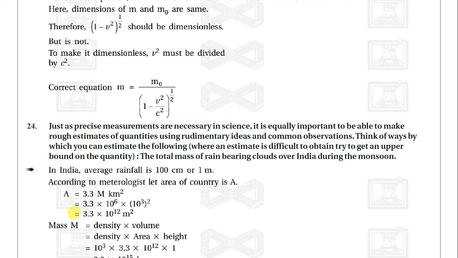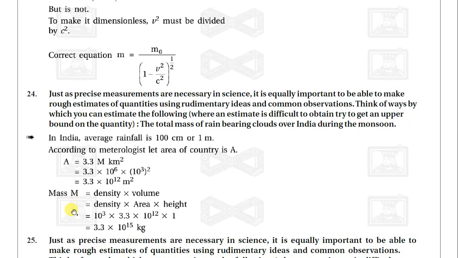The total mass of rain-bearing clouds over India during the monsoon. In India, the average rainfall is 100 centimeter, or 1 meter. According to meteorologists, the land area of the country is A, equal to 3.3 million kilometer square. So 3.3 into 10 raised to 6 into 10 raised to 3 whole square, so 3.3 into 10 raised to 12 meter square.